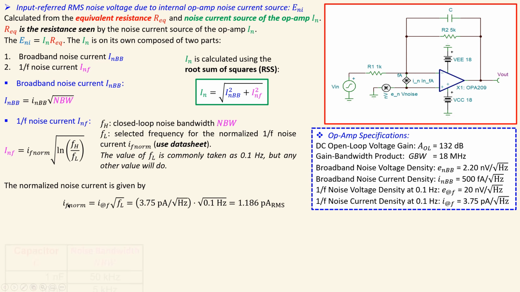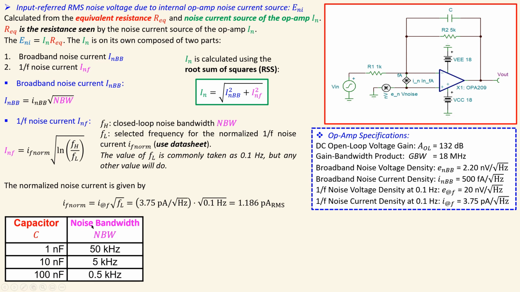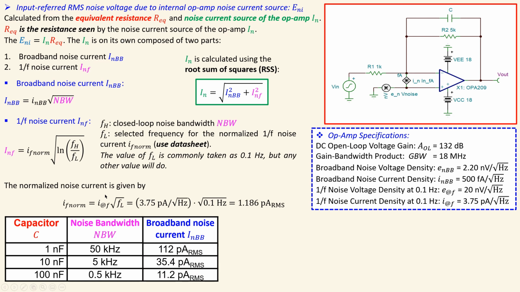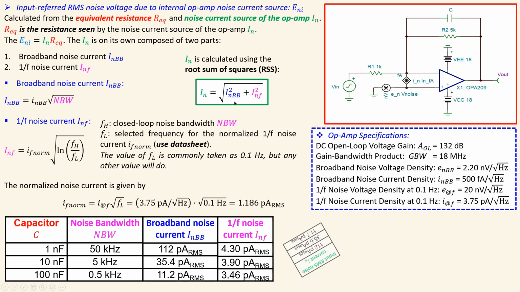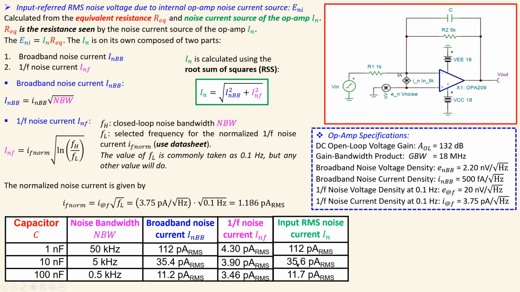Now, combining again the capacitor and for each capacitor noise bandwidth, we can now have the broadband noise current using this formula and the 1/f noise current in RMS using this formula. Now, taking these two, using the root sum of squares for the input RMS noise current, you will have this one, and again you can see this value is very close to, in this case it's exactly equal to the broadband noise current. So again, the broadband noise current is now dominating.